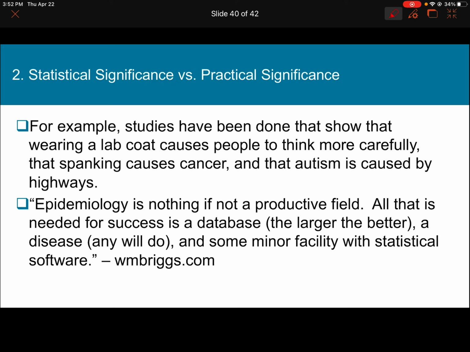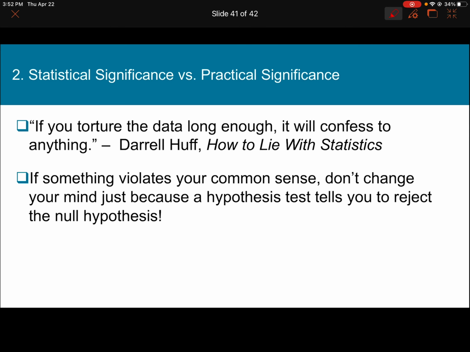From a website, wmbriggs.com: epidemiology, that's the study of diseases, I believe, is nothing if not a productive field. All that is needed for success is a database. The larger the database, the better. A disease, and some minor facility with statistical software. And you can make statistics say whatever you want. Darrell Huff wrote the book How to Lie with Statistics. It's actually a very interesting book, and I have read that book. If you torture the data long enough, it will confess to anything.